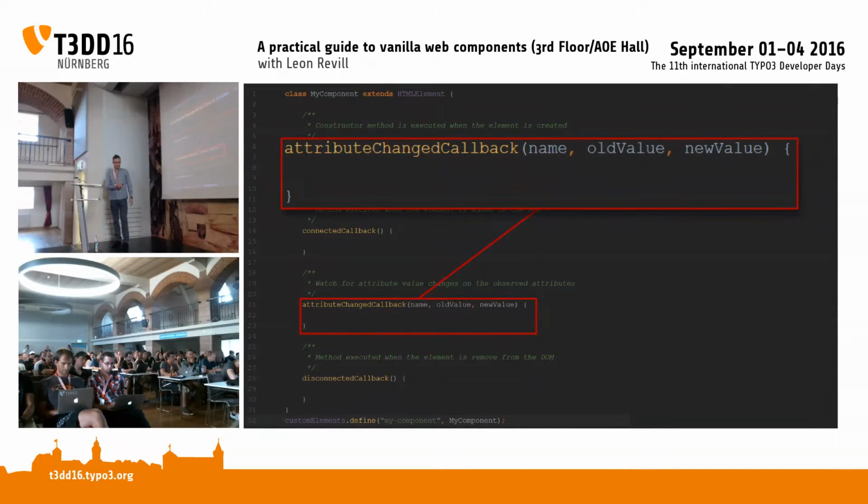But the attribute change callback is going to get executed when one of the attributes on our DOM element is modified. So for example, if we added a percent attribute to our custom element, this method's going to get executed. The name would be percent, then we're going to get the previous value of that attribute, and then we're going to get the current value of that attribute, and we can then compare those and then do something inside our component.